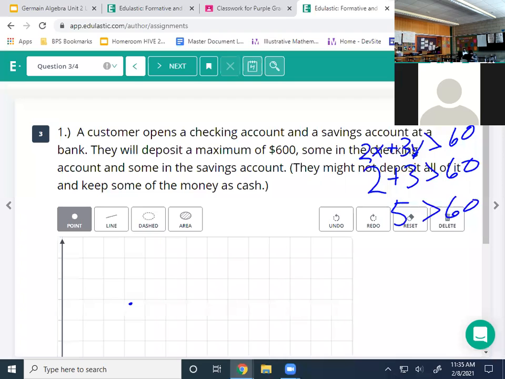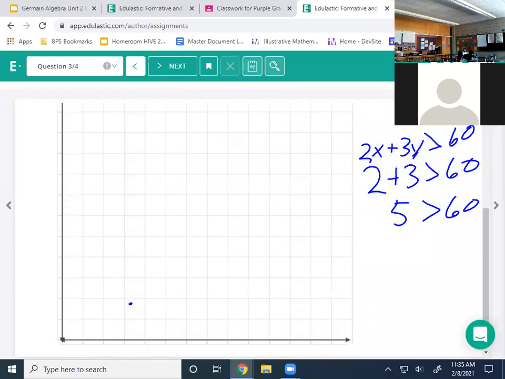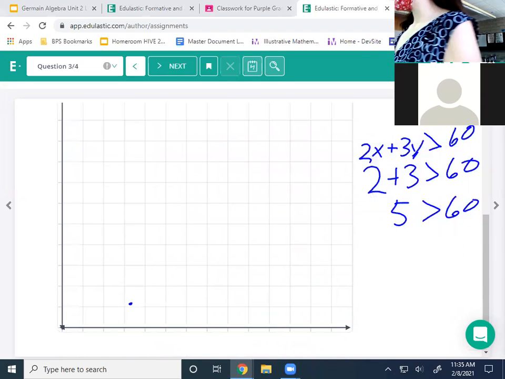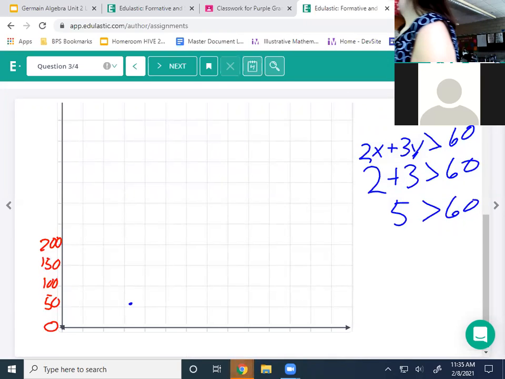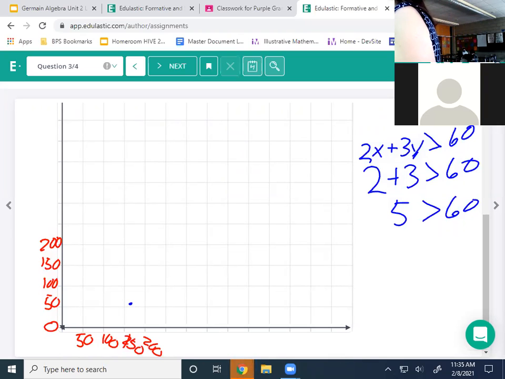So let me show you. If you're looking at this one here, it's going to start at 0, 50, 100, 150, 200. And then it's going to go 50, 100, 150, 200, 250, and so on. And then is the other one the same way?